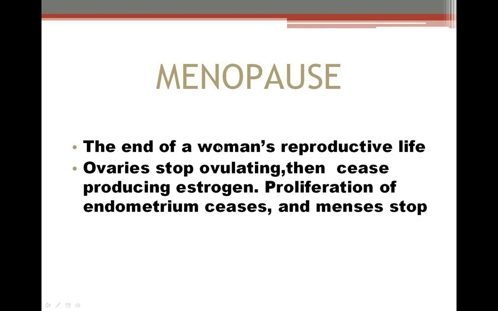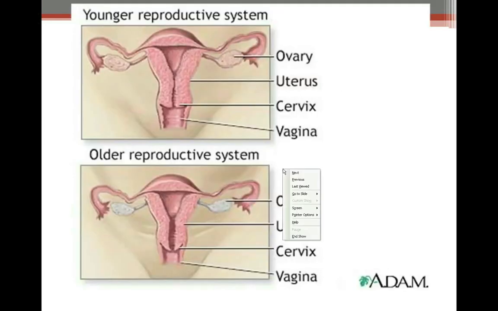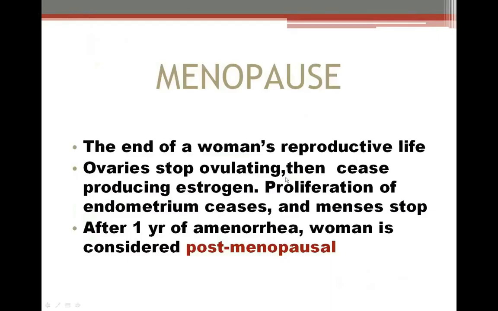So the menopause is defined as the end of a woman's reproductive life. Most of you probably define it as hot flashes and the end of the good times, but it technically is the end of a woman's reproductive life because the ovaries stop ovulating, then they cease producing estrogen, and what happens then, therefore, is that the endometrium, that's the lining of the uterus, ceases to develop and shed, and then the menses stop, so periods stop completely. And for most women, this occurs sometime between the age of 48 and 52, but it can occur as early as the late 30s or early 40s and as late as 53 or 54, but most occur between 48 and 52.